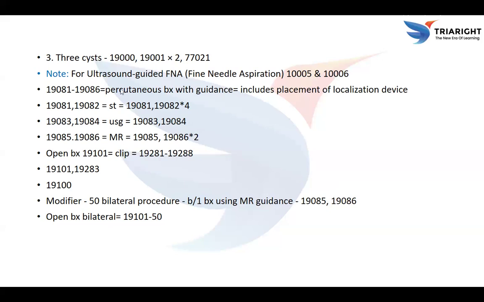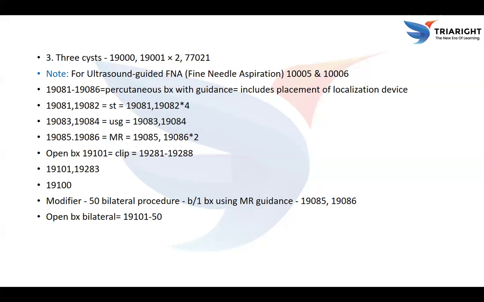19101 is the code for open incisional biopsy, which uses a scalpel and involves a surgical incision to remove a part of the lesion. Whereas 19100 is for percutaneous needle core biopsy without imaging guidance, for example on a palpable mass. Also, clip placement: if a localization clip is placed before an open biopsy to mark the area, the clip placement can be billed separately.